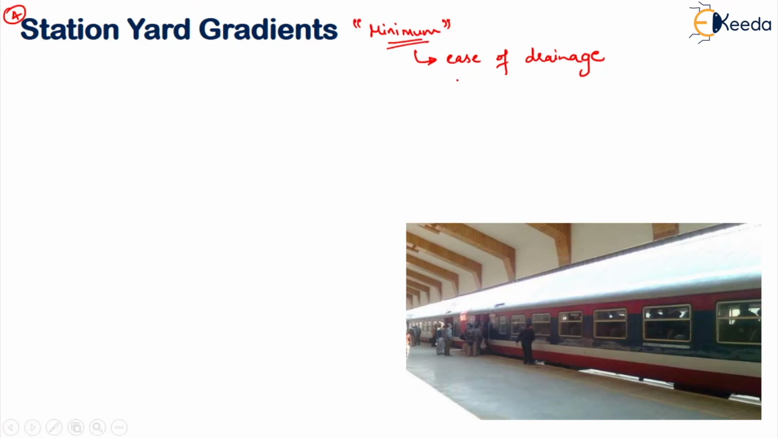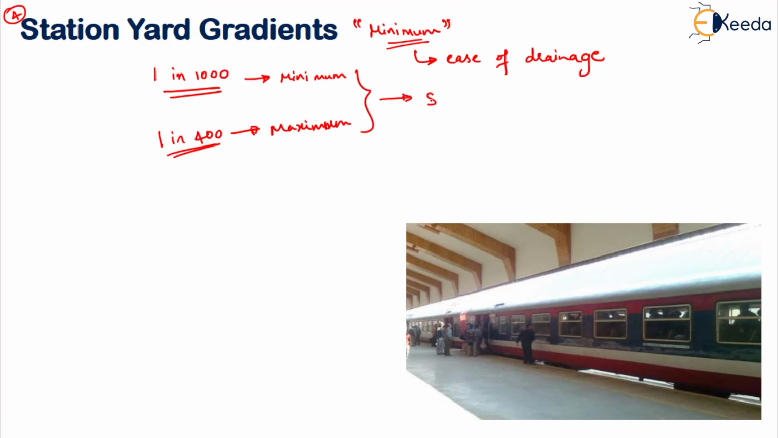Now here also we have some standard values within which you have to give the station yard gradient. In Indian Railways, the minimum gradient which is allowed is 1 in 1000, for ease of rainwater. This is the minimum we can have. Similar to this, we have a maximum station yard gradient. Beyond that, we cannot give. The maximum is 1 in 400. This range is only for the railway stations or the station yards. This cannot be applied for the other regions. This is only for your station yards.